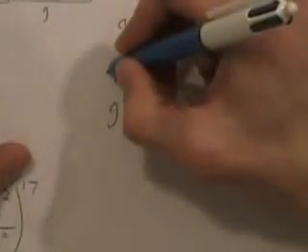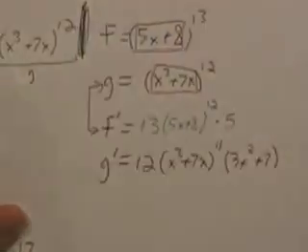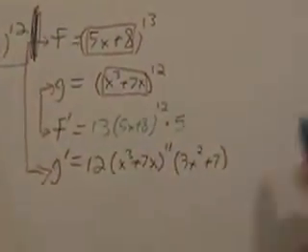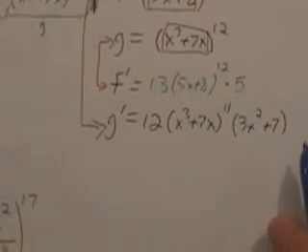It's going to be f prime g, so this times this, plus g prime f. If you want to write that down, it's big and long and messy, but that's what it's going to come out to be.